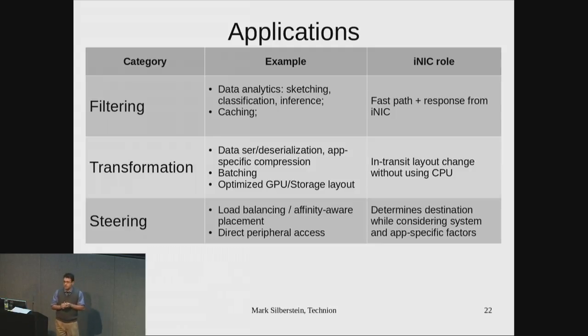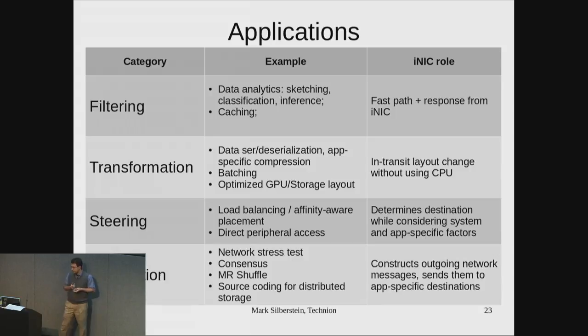Steering is another case where you don't want to rely on infrastructural steering like RSS, in order to be aware of, let's say, the load in different processors. It's like a load balancer for the internal machine, but it's also application aware, so it can parse some of the data and figure out where to put the data in the machine, whether it's GPU, another NIC, or whatever you want. Okay, so this is steering.